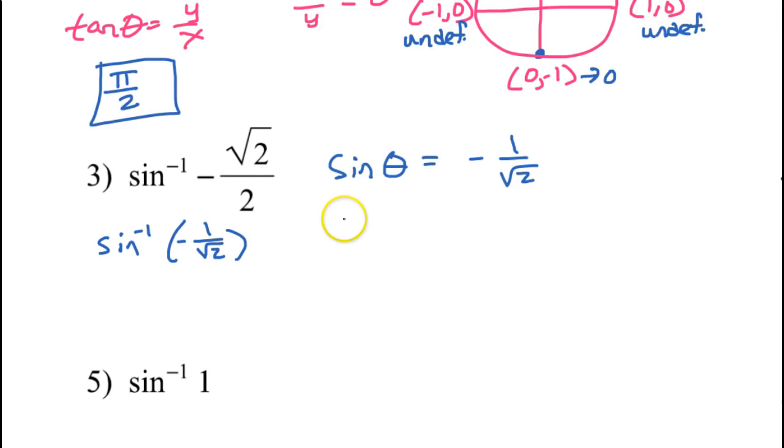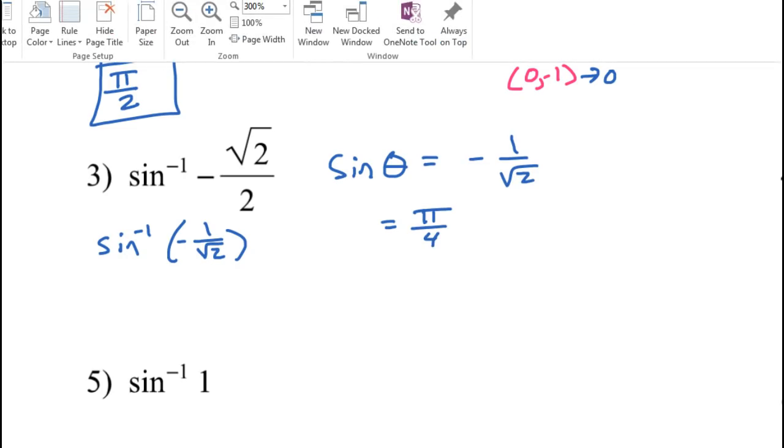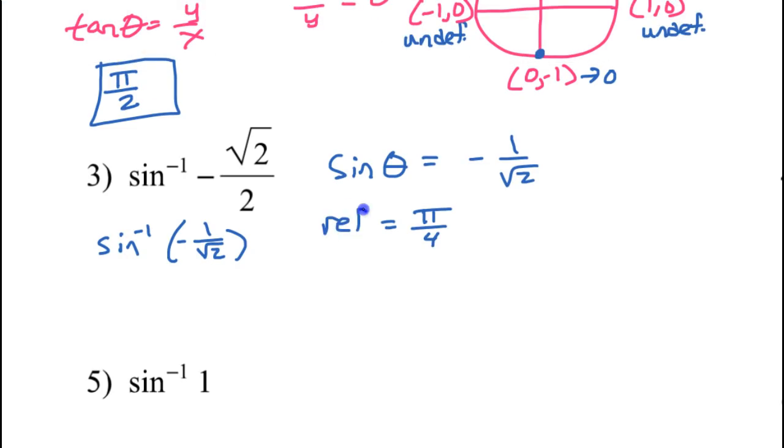Okay? Now, if you were just thinking, well, that's easy, the angle has to be pi over 4. Now, that's close. Pi over 4 is the reference angle. It's not the answer. And it is not the answer for two reasons. First of all, the sine of pi over 4 is positive 1 over radical 2, not negative. Okay? But let's think about it.